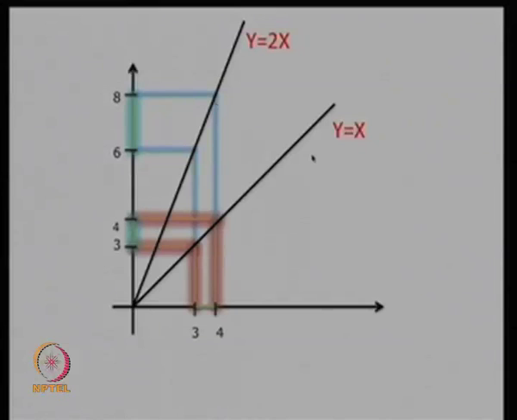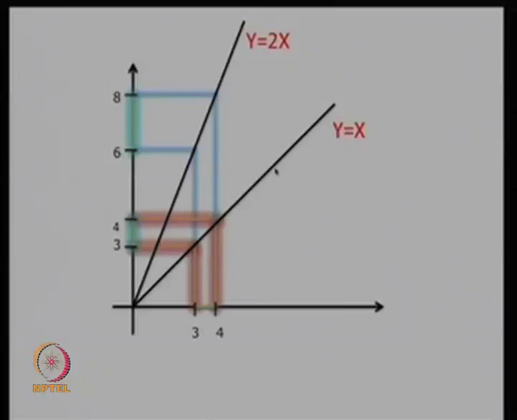As we saw, the slope of y equal to 2x is 2, or the derivative of y equal to 2x is 2, and the slope of y equal to x is 1. So, you will see 3 4 here, 3 4 here. The dy is 1, dx is 1, dy by dx is equal to 1 for this curve. For this one, dy is 1, the corresponding dx is 1, the corresponding dy is 2 here. So, dy by dx is 2 for this curve.